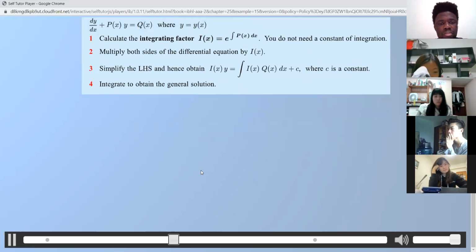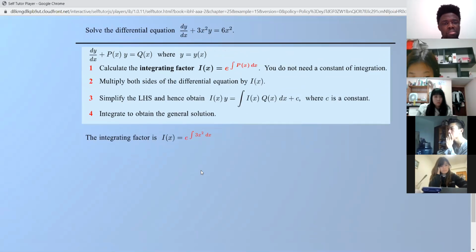Look at the differential equation in this example. We see it has the correct form for using the integrating factor method. The integrating factor I of x is e to the power the integral of p of x, which is 3x squared with respect to x.